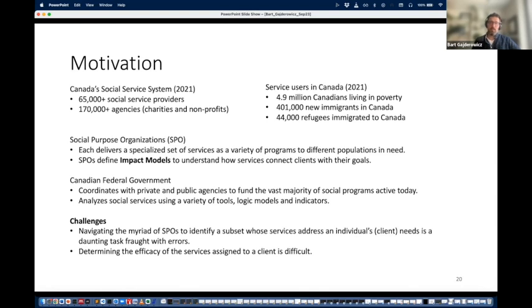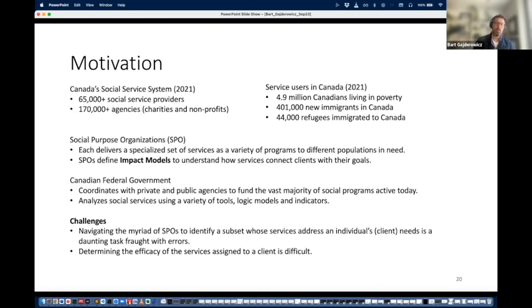At the same time, the Canadian federal government coordinates these private and public agencies to fund these social purpose organizations, and tries to analyze whether the funding that they provide actually gets to the clients that they were meant to help. This is a very difficult task, to understand whether the funding that's provided actually gets to the clients, whether the funding you provide actually pays for the services that are most beneficial to clients. There's a couple of challenges here.